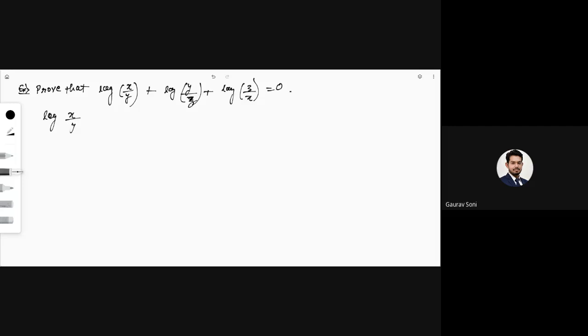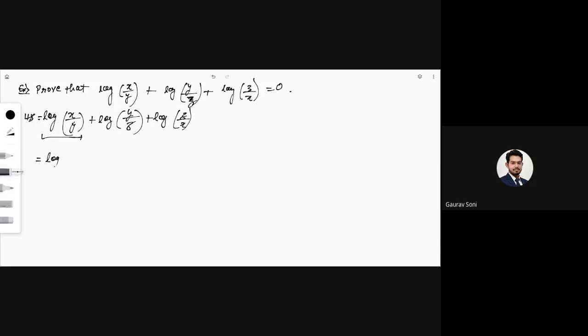So log of x by y plus log of y by z plus log of z by x. This is your LHS. So which property can be used in the first one? Log of a by b is equal to log of a minus log of b.